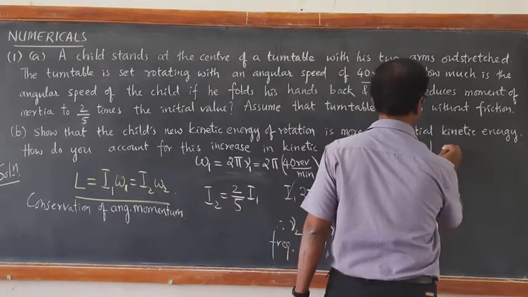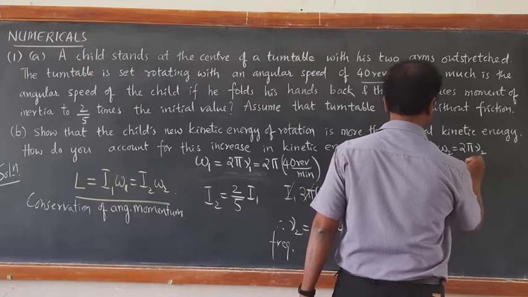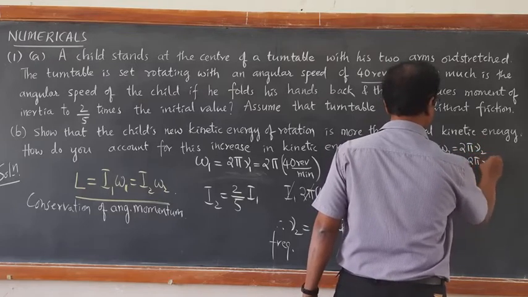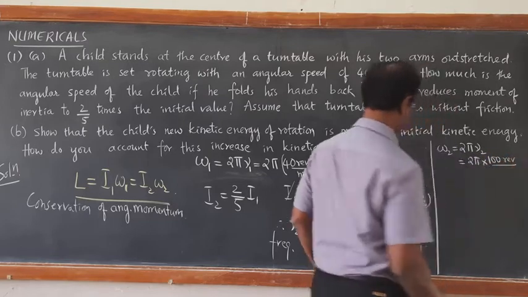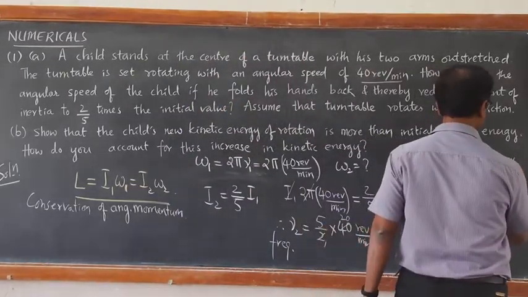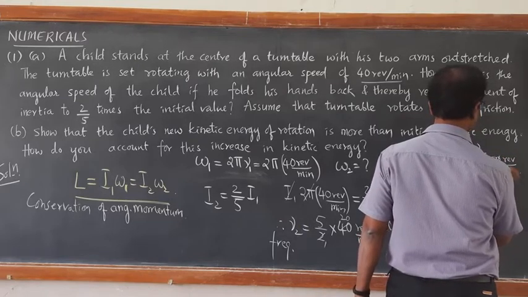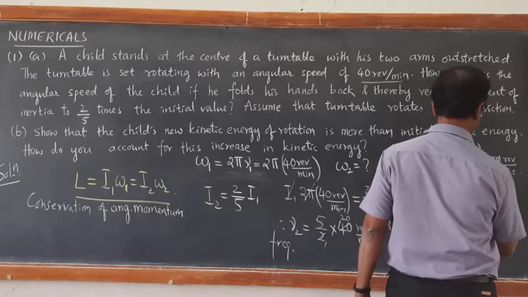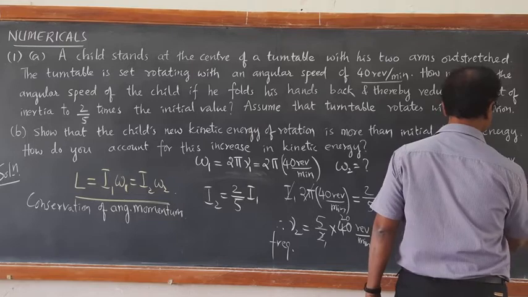New angular speed, omega 2, is equal to 2 pi nu 2. That is 2 pi into 100 revolutions per minute. You convert per minute into seconds because you have to express it in SI units, so 60 seconds. So the zero cancels, and you are left with 10 pi by 3. Omega 2 is equal to 10 pi by 3 radians per second.